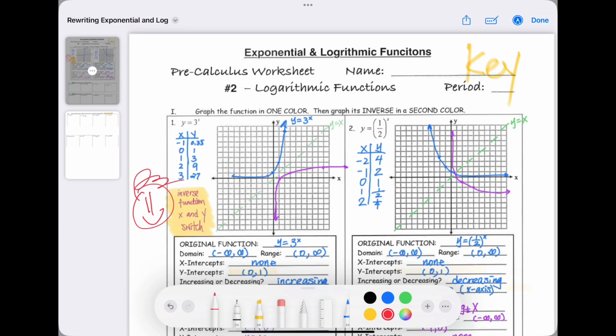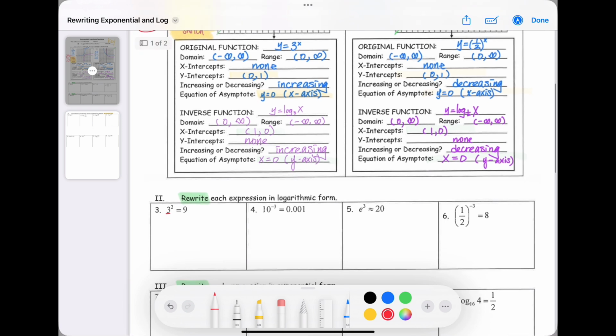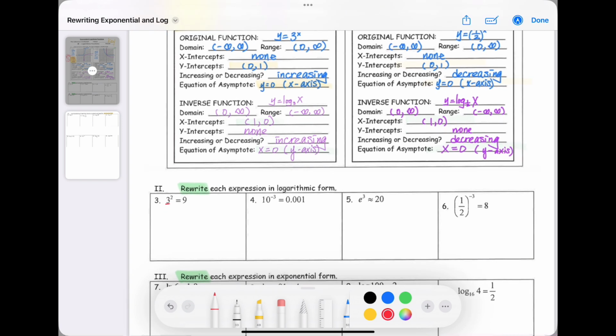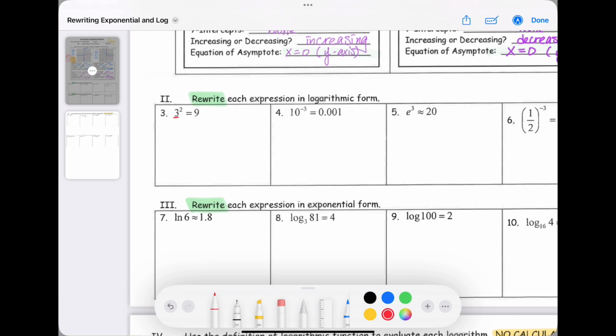Alright, in this video, we continue to talk about the exponential function and logarithmic function. Exponential function and log function, they are inverse functions. Inverse function means x and y switch, okay? Now, based on the characteristic, we're going to show how to rewrite the exponential to log style.